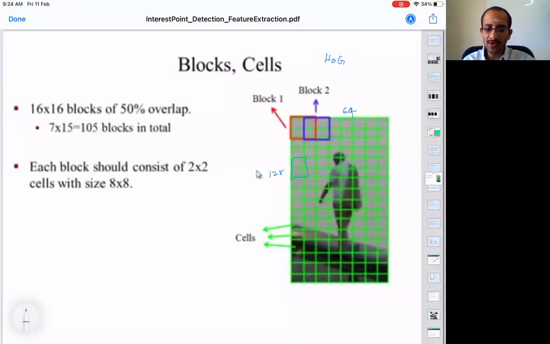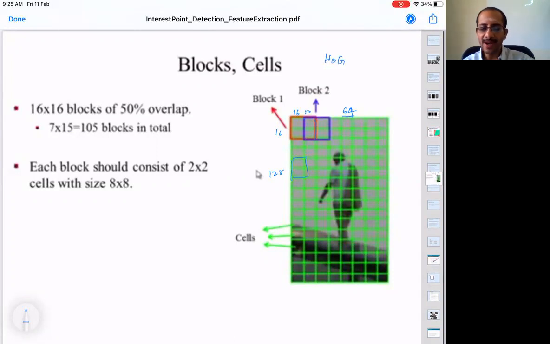So now what we do is we would like to divide this image into 16 cross 16 blocks, and then we want to have a 50% overlap in computing the HoGs, because on the boundaries, if there is some information and we don't take an overlap, it will be lost. So we take 50% overlap and then 16 cross 16 patches.